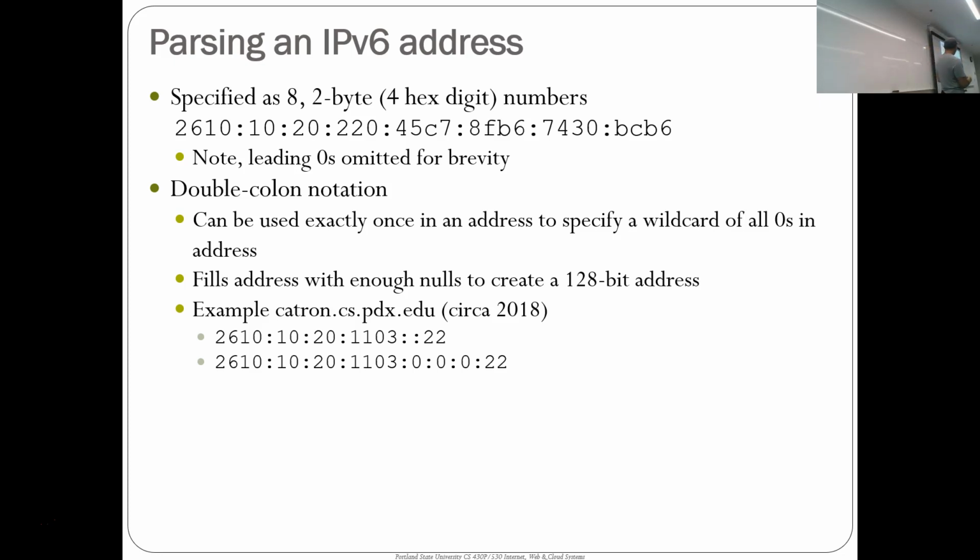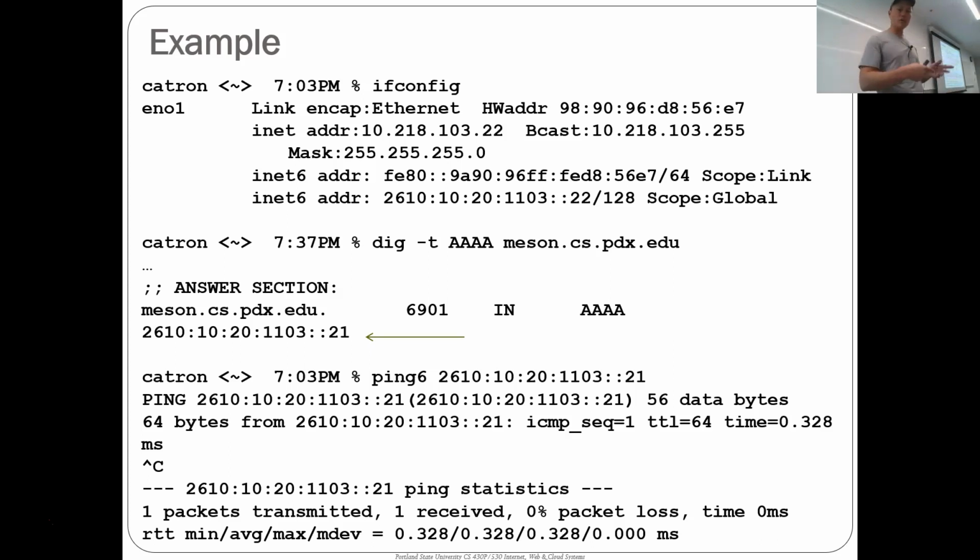So here's an example of catron.cs.pdx.edu, and it turns out this is circa last year when they all had IPv6 addresses. I just checked earlier today, and this is no longer the case. Cat got rid of these IPv6 addresses, but it used to be the case that Catron was this IP address, and you see these double colons here. This means that there are 3 missing zeros in the middle. Okay. So this is the way it used to look.